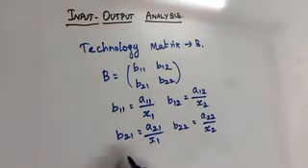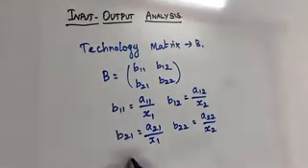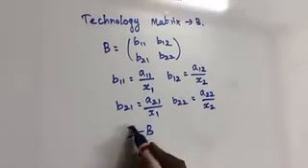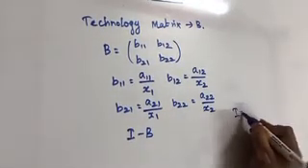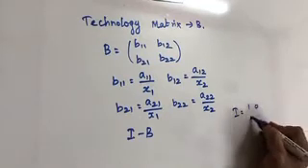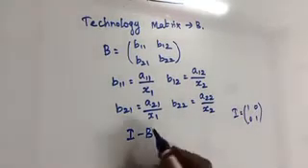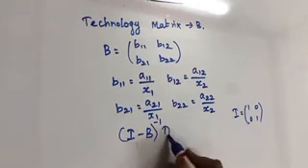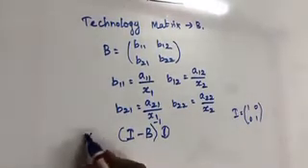After evaluating B, we should calculate I minus B. What is I? I is the identity matrix. For this 2 cross 2 matrix, I is equal to 1, 0, 0, 1. You know that, right? So we have to calculate I minus B and its inverse, and then multiply by D, the demand. This is the gross output.